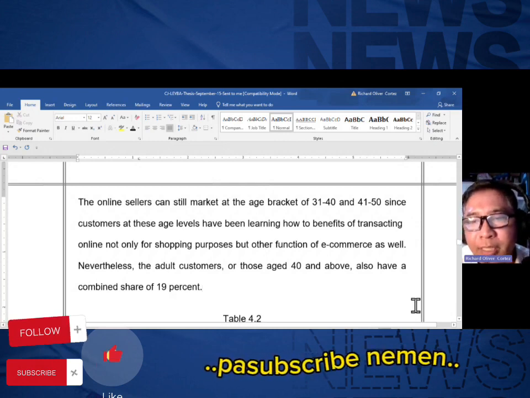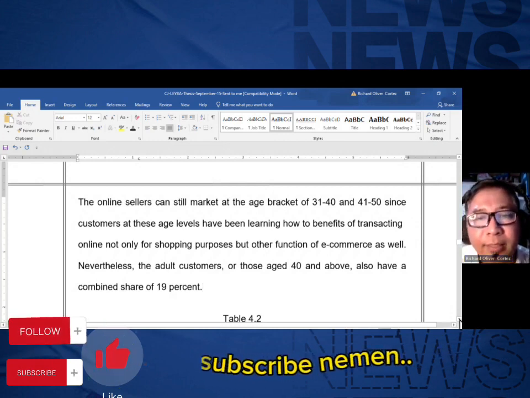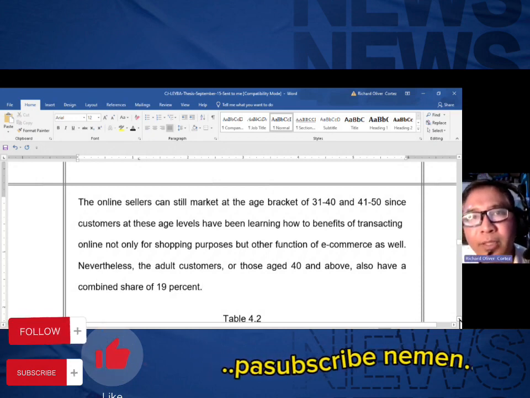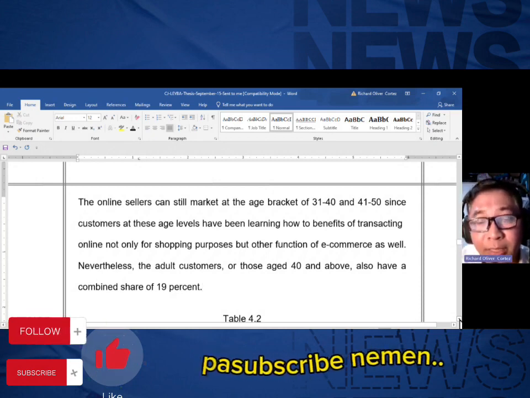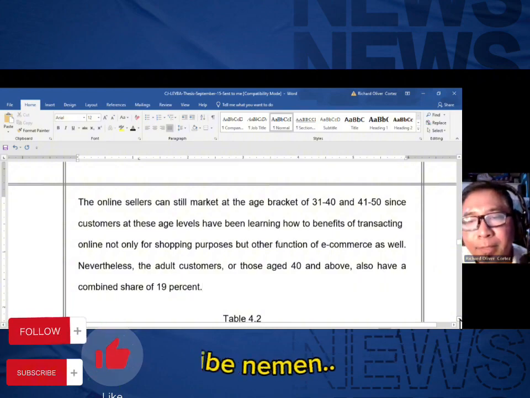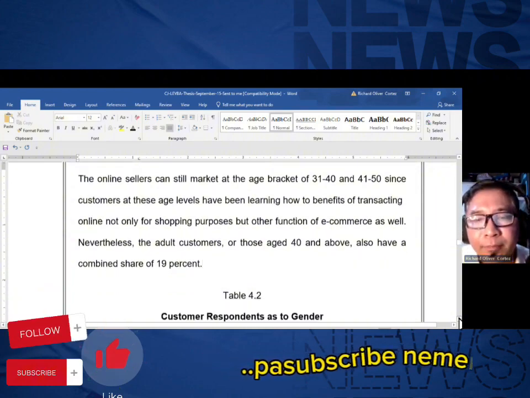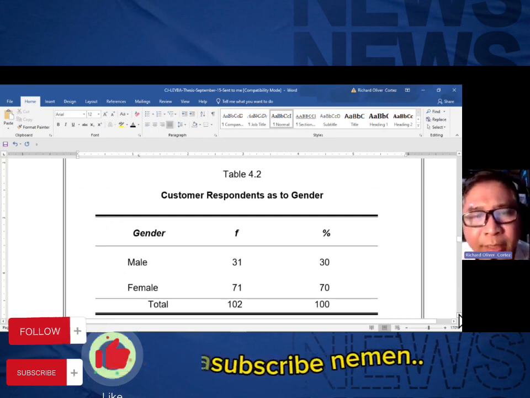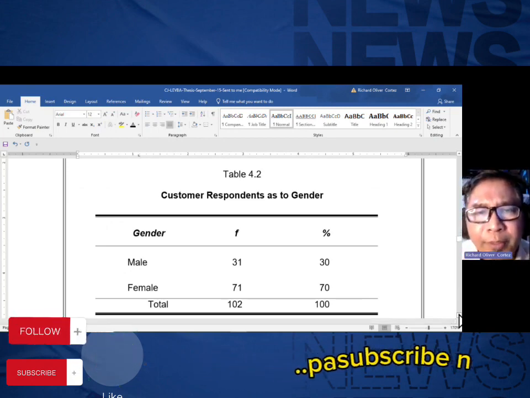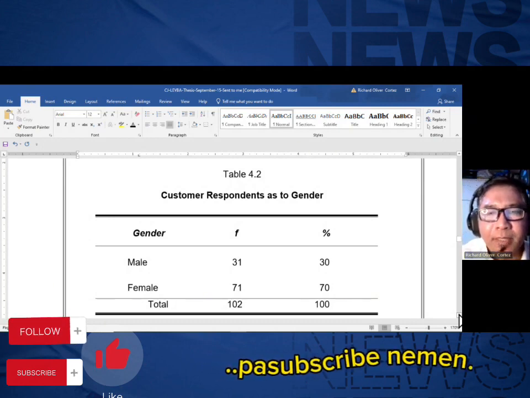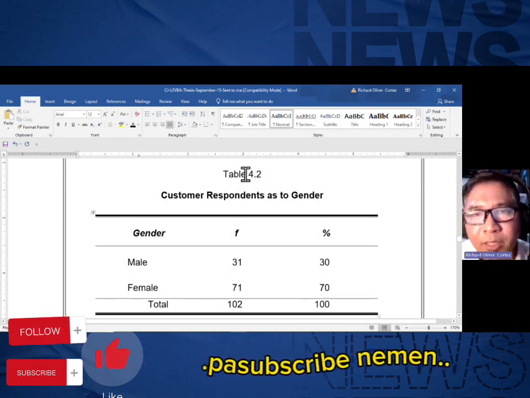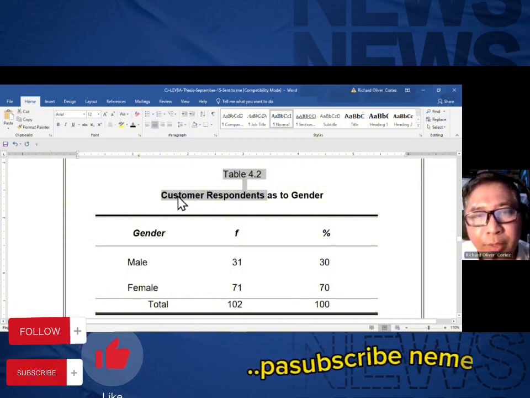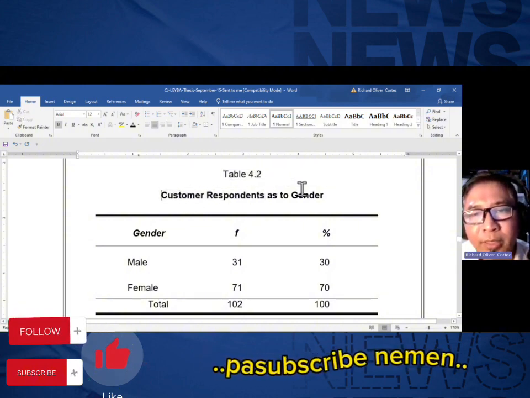Okay, so that is for the age bracket, the demographic profile based on the age of the respondents. Okay, so the second demographic profile is the gender of the respondents. So it should be titled Table 4.2, and leave a double space. We write the title of Table 4.2, customer respondents as to gender.